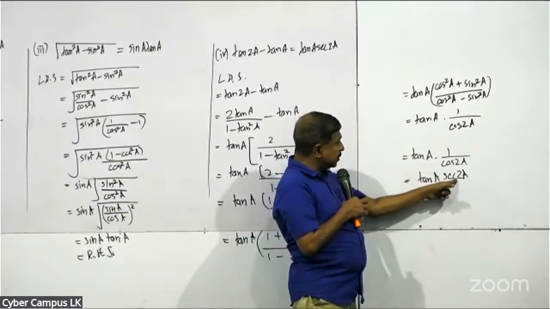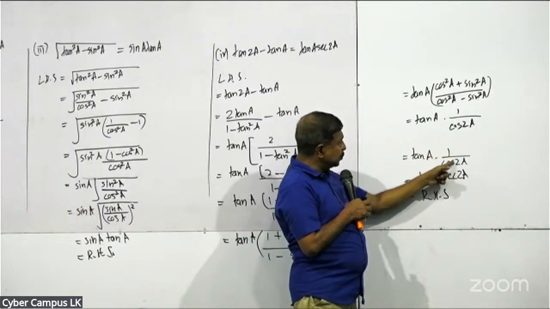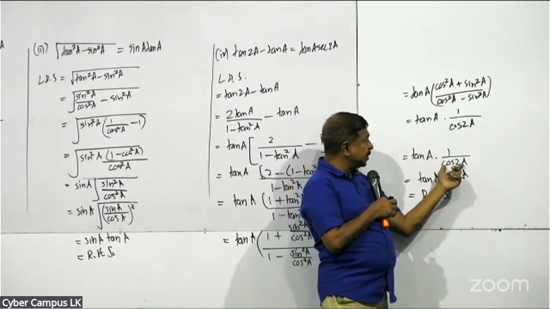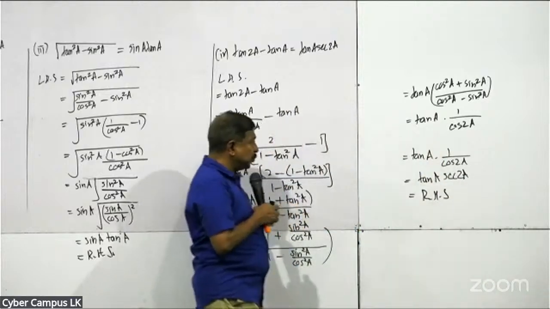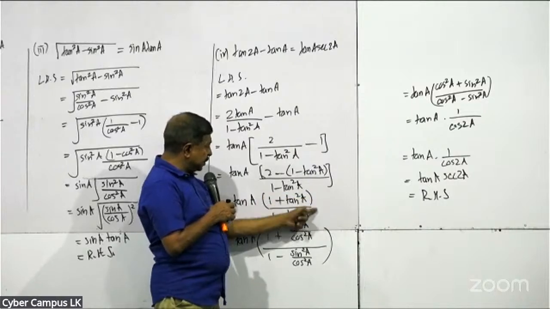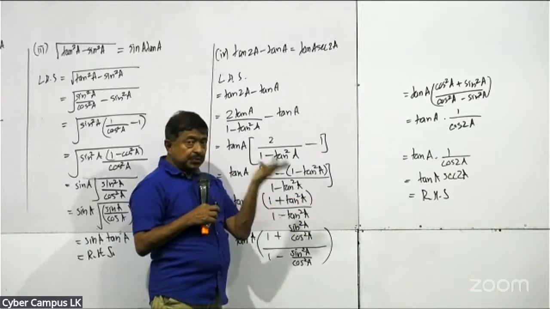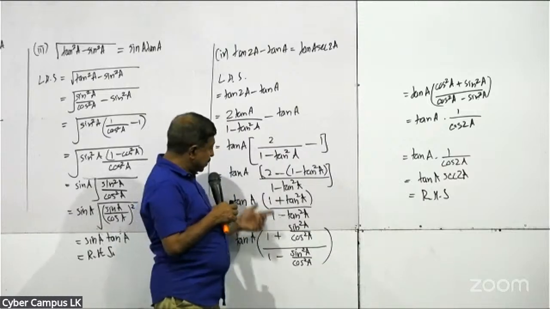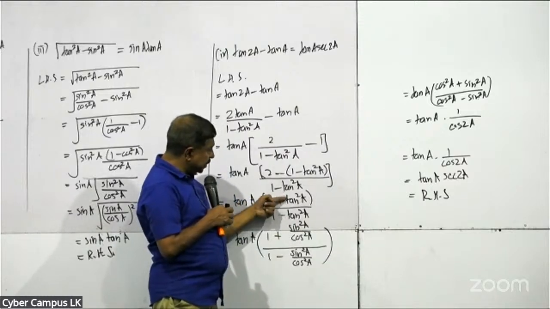Now, sec 2A is 1 over cosine 2A. Now it's clear. We need to write this in terms of cos 2A. So that means once you are in this stage, there's no hope. With tan, we don't know what to do with sec 2A. Therefore, write everything in terms of sine and cosine.